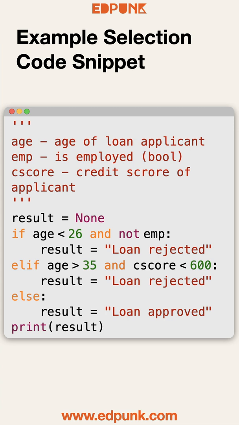In case both if and elif conditions are not satisfied, the else block is triggered and the string "loan approved" is assigned to the variable result. Finally, after the loan outcome is evaluated, the result is displayed. Let us now visualize this snippet using the control flow diagram.